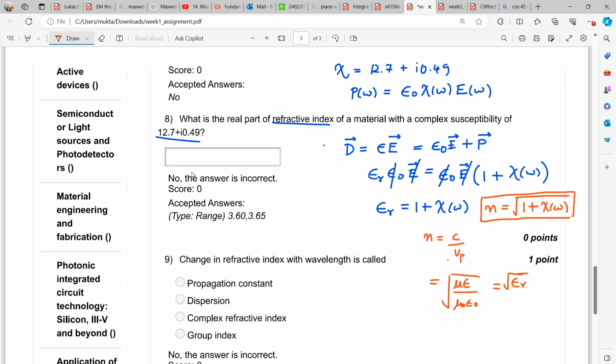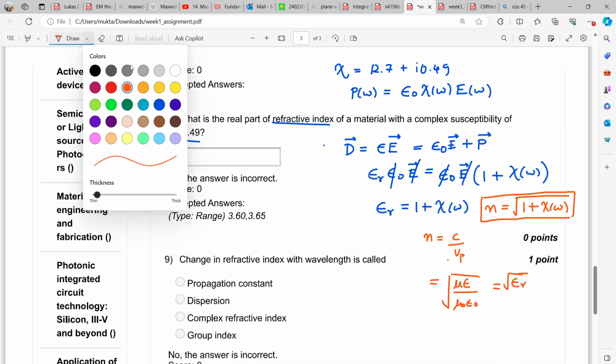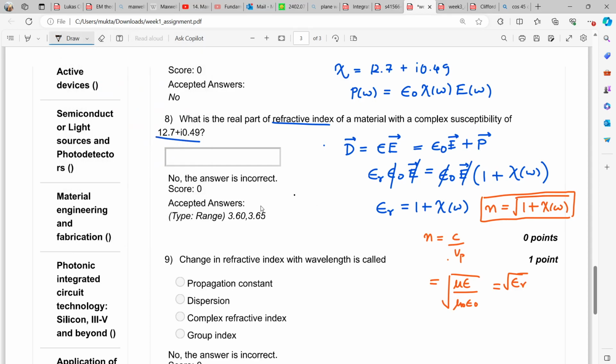So now using this equation I can easily find the refractive index given the permittivity. My refractive index will be root of 1 plus chi of omega. That will be root of 12.7 plus 1, which is 13.7, plus i 0.49. Now the next task is to find the real part of the refractive index.